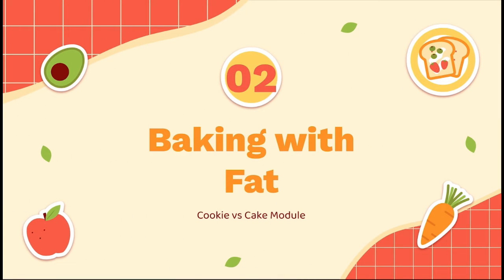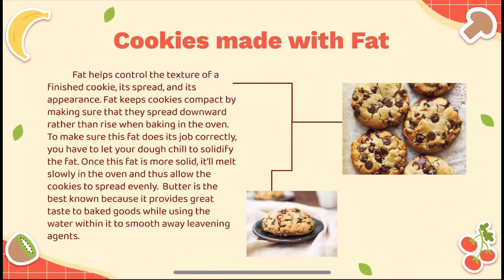Our second concept is baking with fat, also from our cookie versus cake module. Fat helps control the texture of a finished cookie, its spread, and its appearance. Fat keeps cookies compact by making sure that they spread downward rather than rising when baking in the oven. To make sure this fat does its job correctly, you have to let your dough chill to solidify the fat. Once this fat is more solid, it'll melt slowly in the oven and thus allow the cookies to spread evenly.